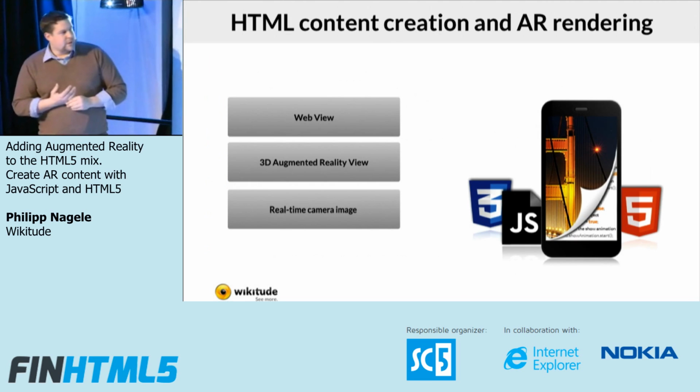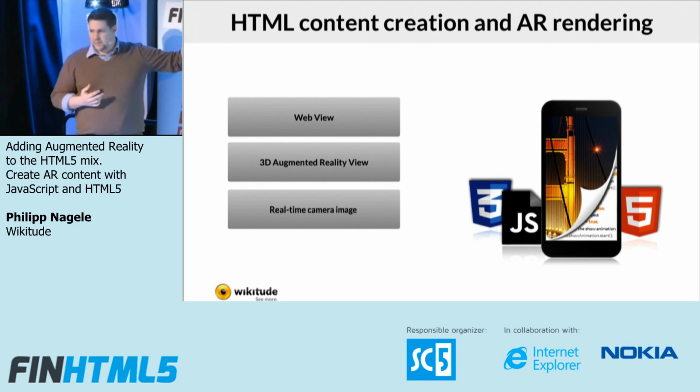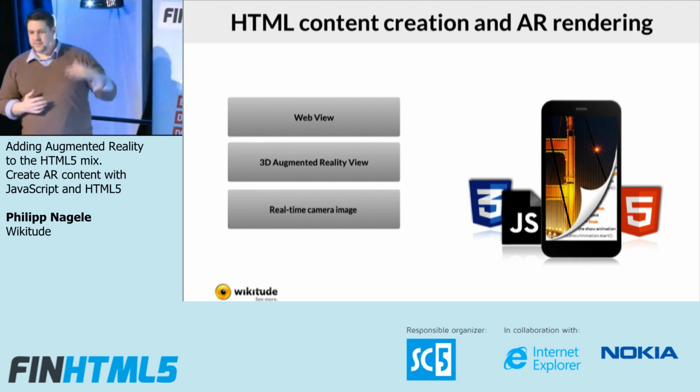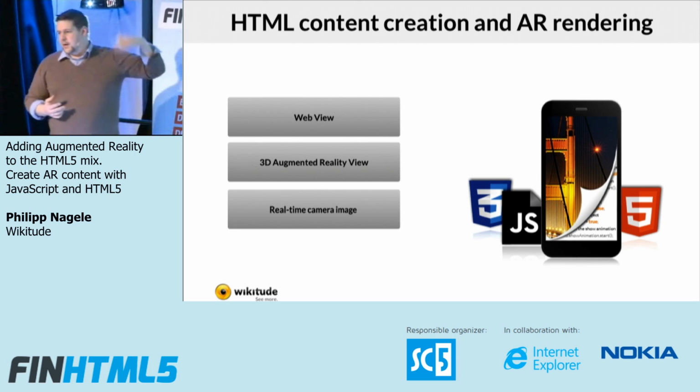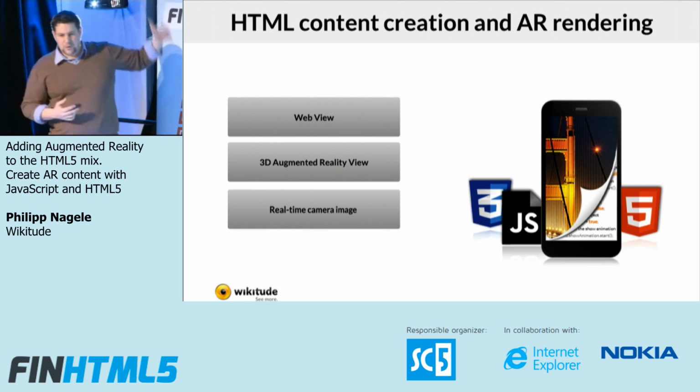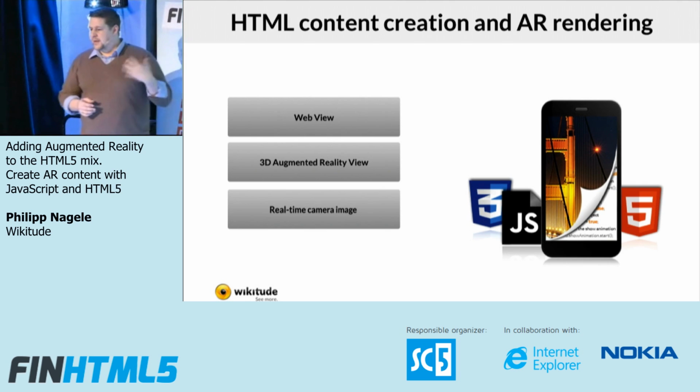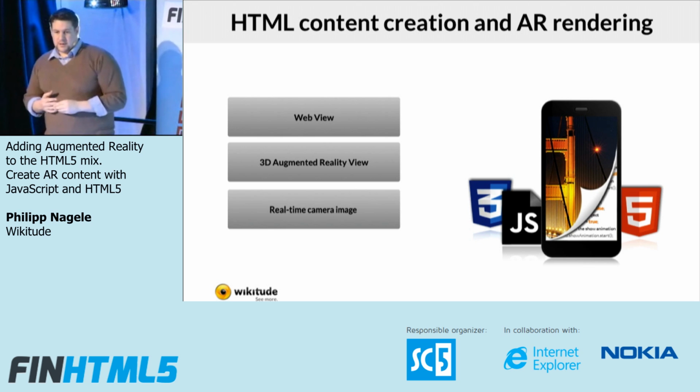And how that works is we have the real-time camera image at the very bottom as the basic layer. On top of that, a 3D augmented reality view. And on top of that, a web view. And if you merge all those three layers together, that's what the users then see presented on the screen.